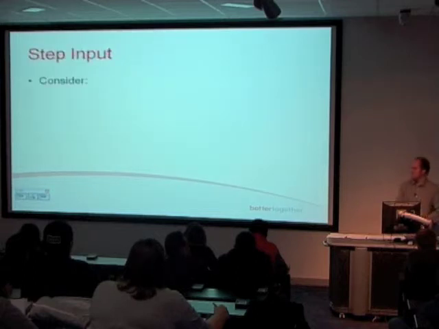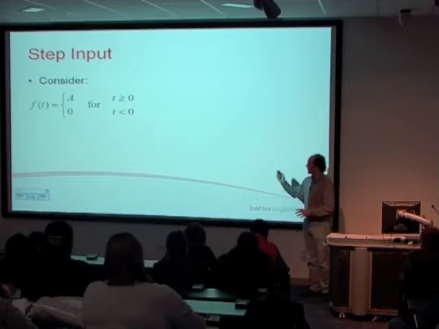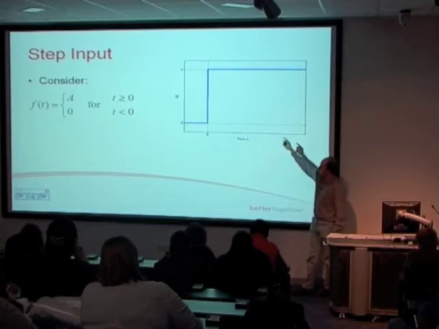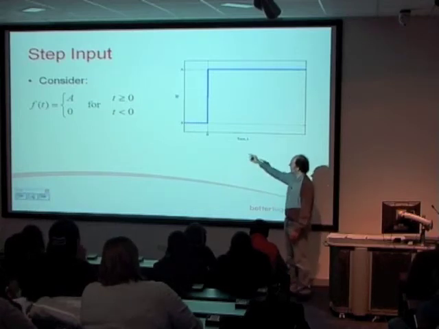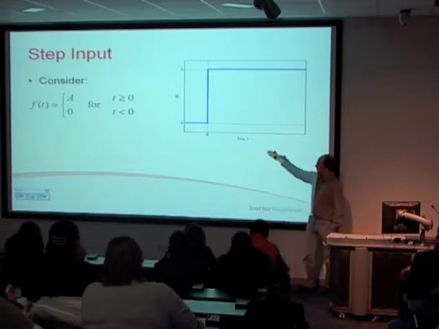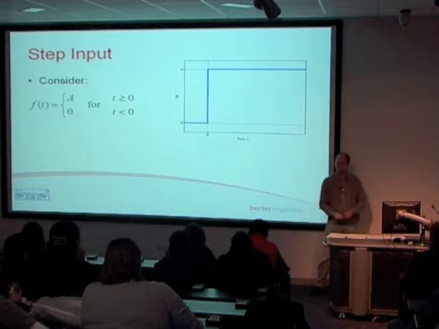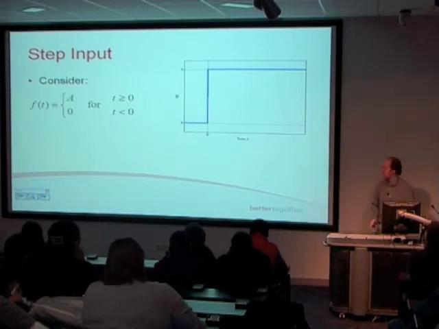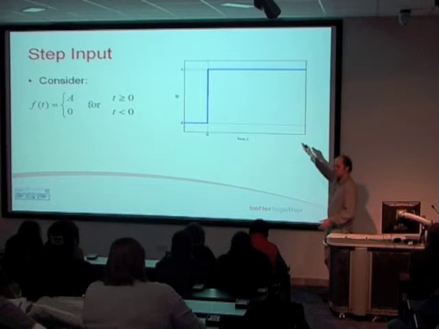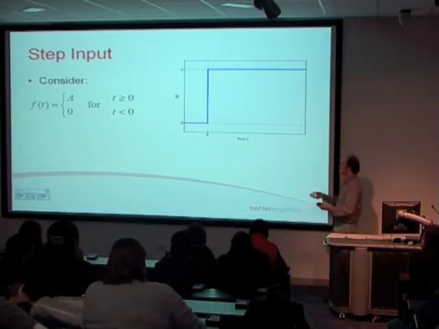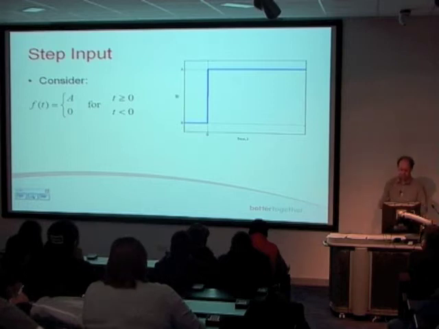So let's make a start on different sorts of inputs. A step input, let's assume that it looks something like this. You've got time along the x-axis, some function in time along the y-axis, and up to time equals 0, the value is 0. Then after that point, you just have a constant value of a. So this is a step input. Nice and simple. Often systems will be using step inputs. You set it to a certain value, and that's what it looks like.